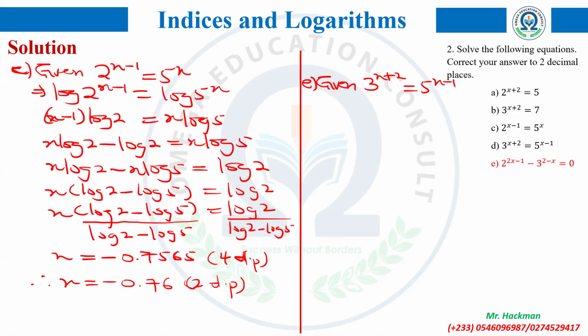Mr. Ackman, please can you hear me? Yeah, I can hear you very well. Please, I'm also getting math error. For which one? For the log 2 over log 2 minus log 5. Okay, so please capture it and send it to me. You should have said, Mr. Ackman, I also want to use you as my manual. Then I will know.